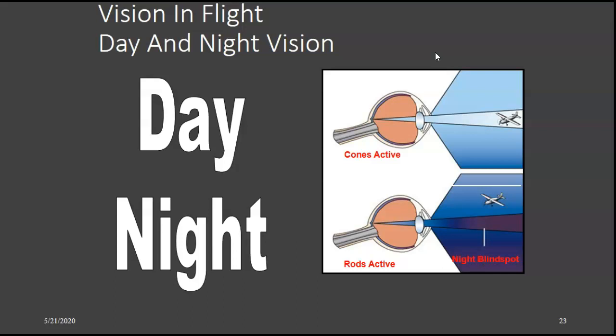Because the cones are only active during the day and we use rods primarily at night, it's important to use peripheral vision for scanning for traffic at night, because if you're looking straight ahead, there's a blind spot located where your cones are located on the back of your retina. So if you're focusing straight ahead when you're scanning for traffic at night, you're focusing light on the cones, and again, cones are not active at night.